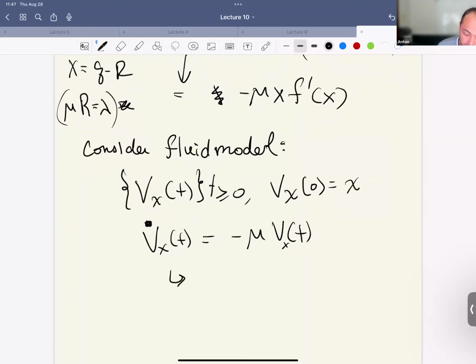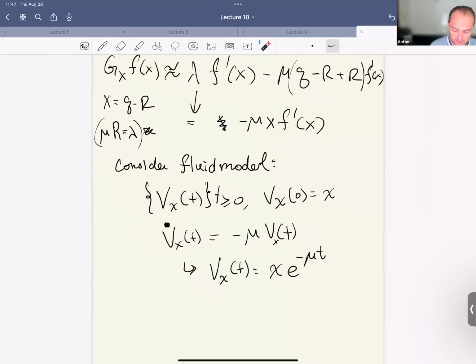This has a solution, in particular, v sub x of t is x e to the negative mu t. So it's very easy to solve. The infinite server example is supposed to be easy to solve. This is the fluid model. We start with either some excess of customers above R, or some deficit of customers below R. So in general, x can be real valued. And we converge to an equilibrium exponentially fast.